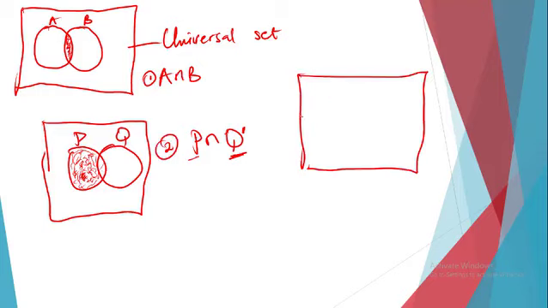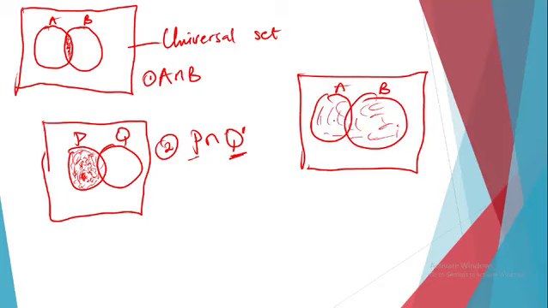Then for number 3, if we have this one called A and B, and everything here is shaded, we call this A union B.